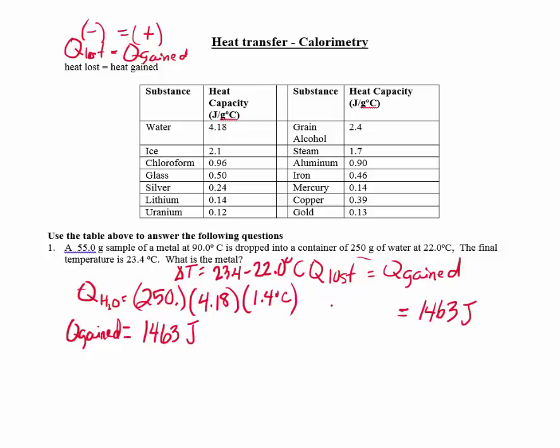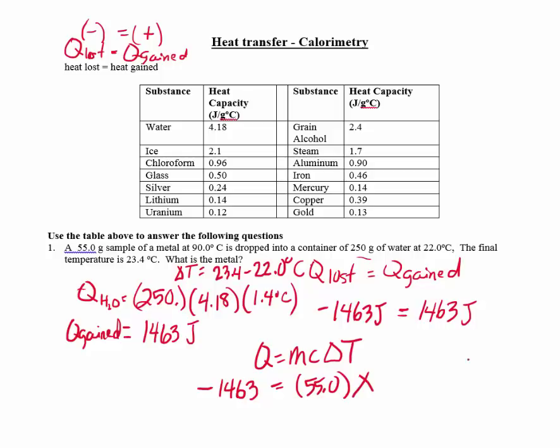Well, where did that energy come from? It came from the metal cooling down. So that's the quantity of heat that was lost by the metal. So now I know Q. So we're just going to do Q equals MC delta T, but this time let's focus on what we know about the metal. So I know Q for the metal, and it's negative because it cooled. I know the mass of the metal. I do not know specific heat. That's my unknown.